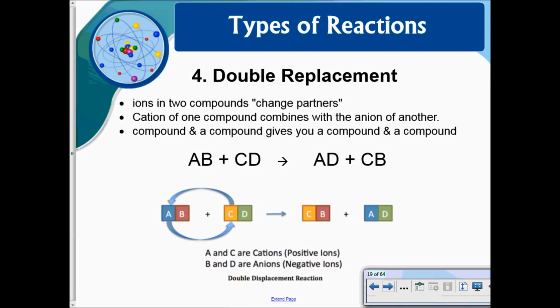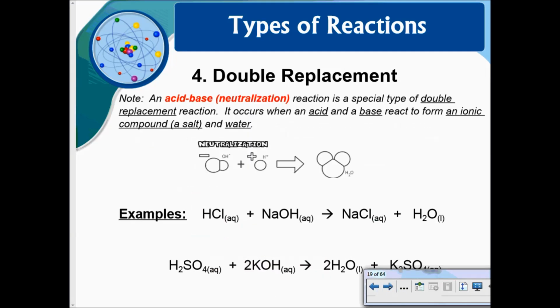All right, double replacement: ions in 2 compounds change partners. Okay, so a cation of one compound combines with the anion of another. So you will see a compound and a compound, and it gives you a compound and a compound. Okay, so this A and C switch places. You can think of it as cation switching, but you can also think of it as the anion switching.